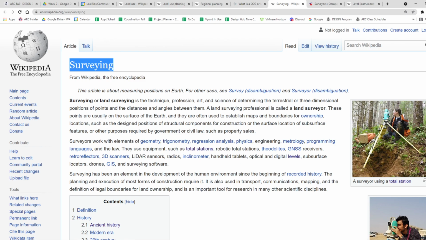It's like, okay, here's a corner of a building and I need to put another building in. I'm going to make sure that it's spaced appropriately and properly compared to that other building. So that's the type of survey that we're going to do. We are not going to do establishing maps and boundaries for ownership. We're going to work off of those ownership boundaries and put stuff in. And now you'll see we're going to use this theodolite.